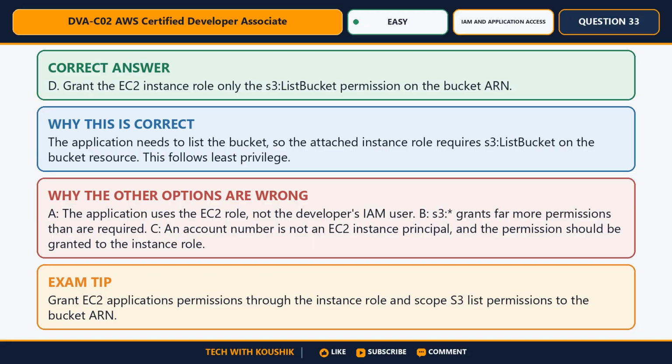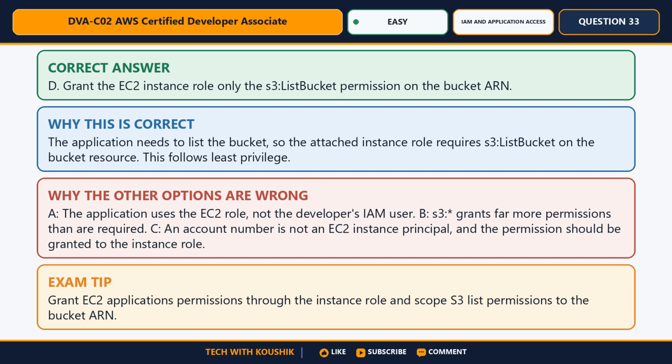The correct answer is D. Grant the EC2 instance role only the S3 ListBucket permission on the bucket ARN. Here's why. The application needs to list the bucket, so the attached instance role requires S3 ListBucket on the bucket resource. This follows least privilege. Why are the other options not correct?